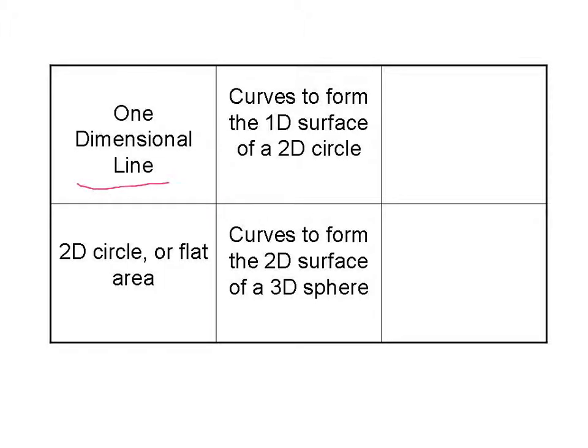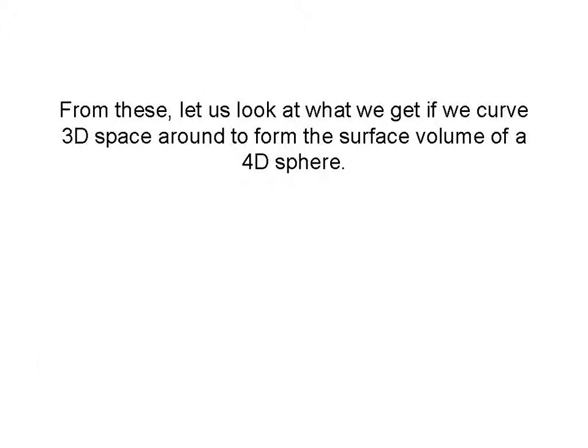We've seen that we can take a one-dimensional line and curve it to form a two-dimensional circle, the surface of the circle being one dimension less. We take a 2D circle, a flat area, we can curve it around to form a 3D sphere, and the surface of the sphere is one dimension less. And from the previous two examples, let us look at what we get if we curve a 3D space around to form the surface volume of a 4D sphere.